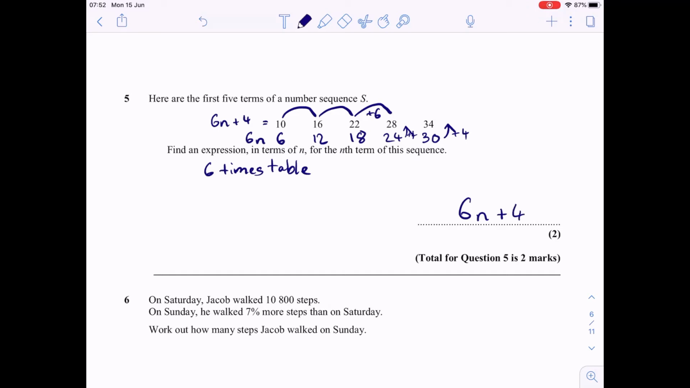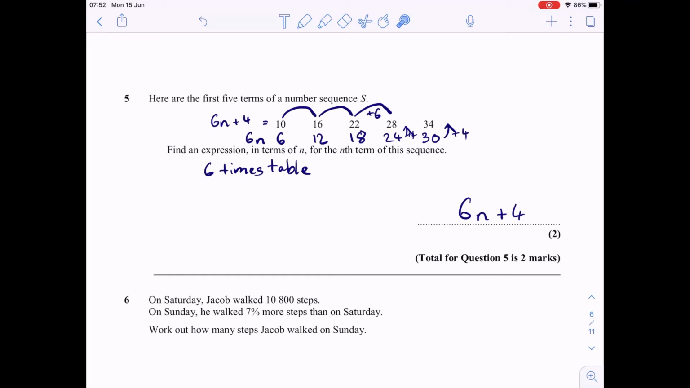Another way of working out this number at the start, it's the 0th term. So what would be the term before 10? Well, it would be 4. So that's another way of working out that value that you put after the 6n.